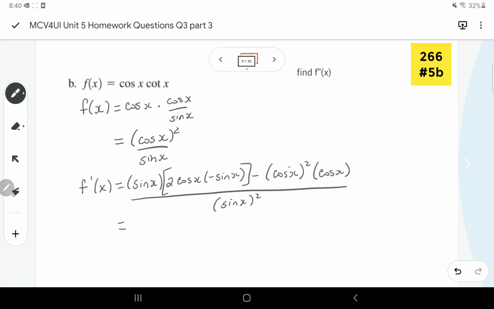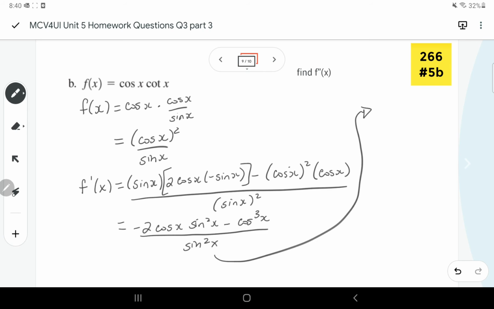So cleaning this up just a bit. All right, so we're going to have negative 2 cos x sine squared x minus cos cubed x over sine squared x. And factoring out a negative cos, here I have 2 sine squared x plus cos squared x over sine squared x.